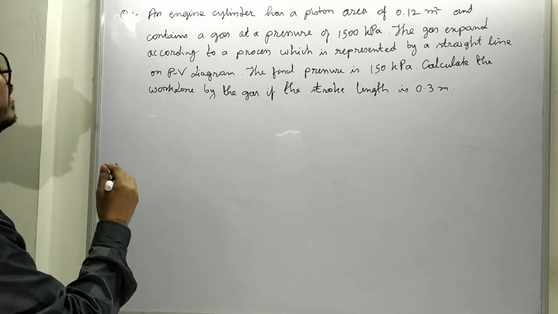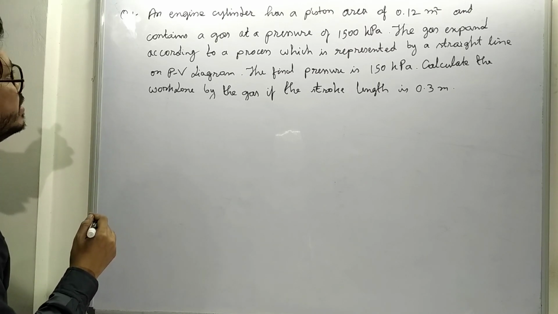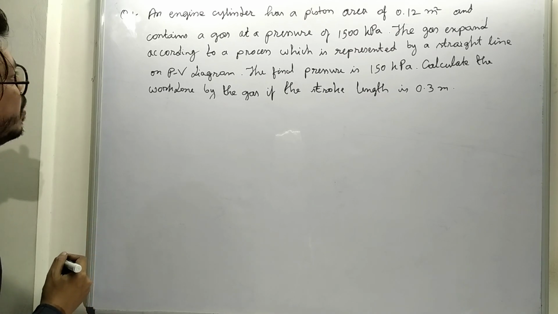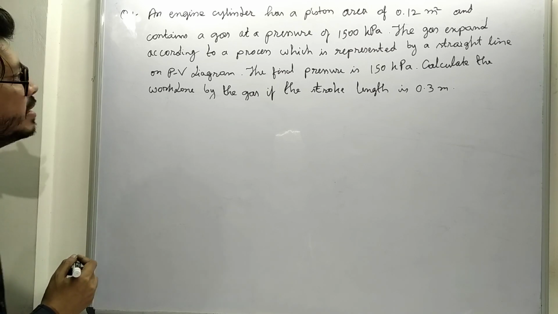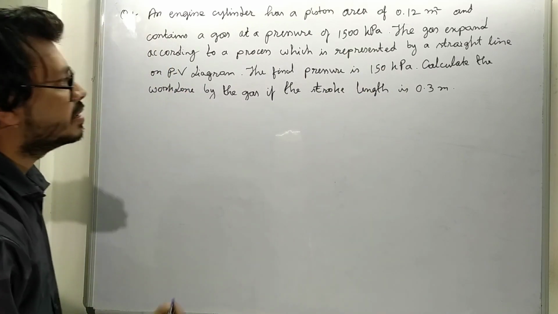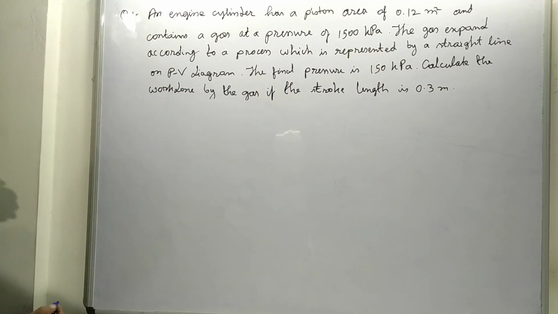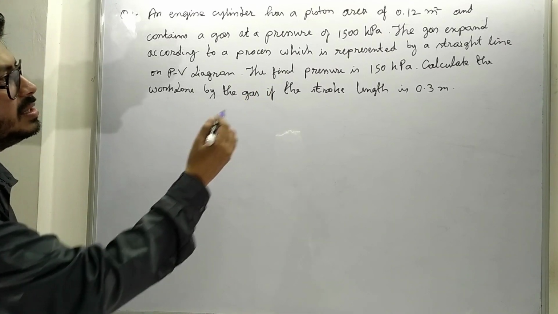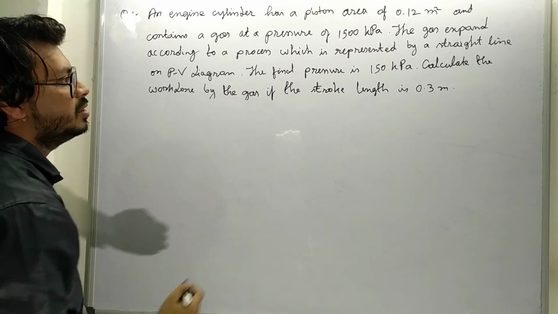The question is, an engine cylinder has a piston area of 0.12 meter square and contains a gas at a pressure of 1500 kilopascal. The gas expands according to a process which is represented by a straight line on PV diagram. The final pressure is 150 kilopascal, and calculate the work done by the gas if the stroke length is 0.3 meter. So we have given the initial pressure as 1500 kilopascal and the final pressure as 150 kilopascal, and the stroke length 0.3 meter.